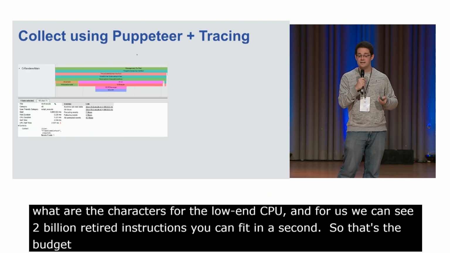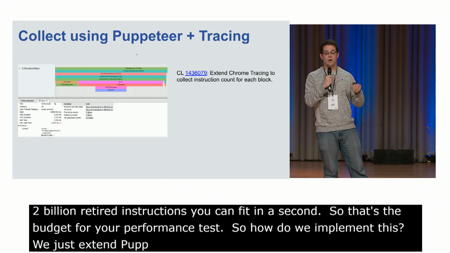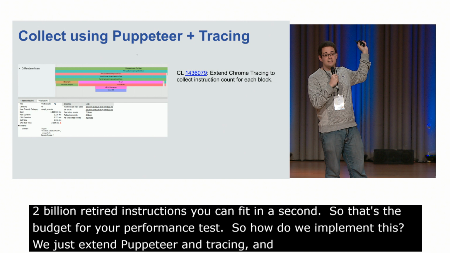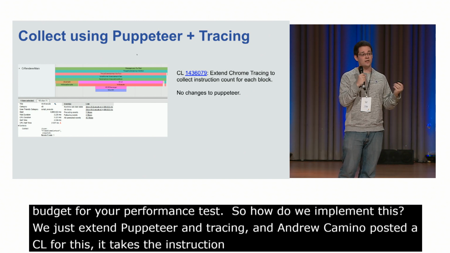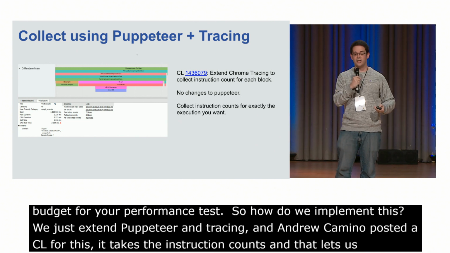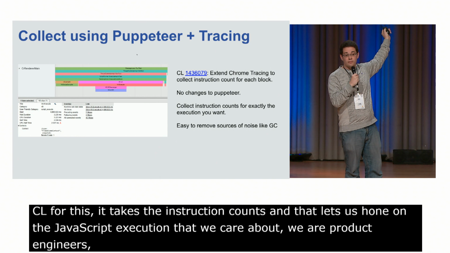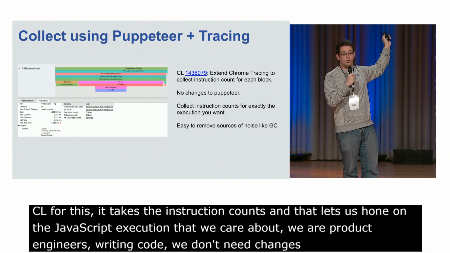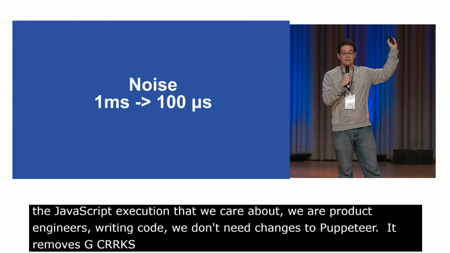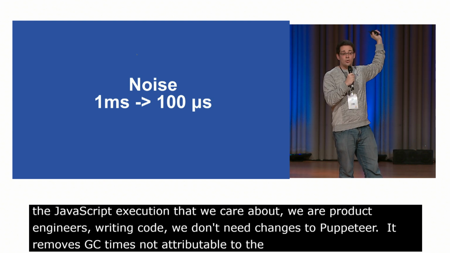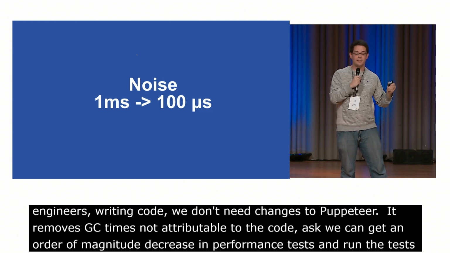So how do we implement this? We just extend Puppeteer and tracing. Andrew Camino posted a CL for this, where every Chrome tracing block naturally takes the instruction counts. That lets us hone in on exactly the JavaScript execution that we care about, where product engineers are writing code. We don't need changes to Puppeteer. It's really easy to remove things like garbage collection times that are not directly attributable to our code, at least not in an obvious way. And the really nice part is we can get an order of magnitude decrease in our performance tests and also be able to run the tests on the developer's machine. This is incredibly powerful.